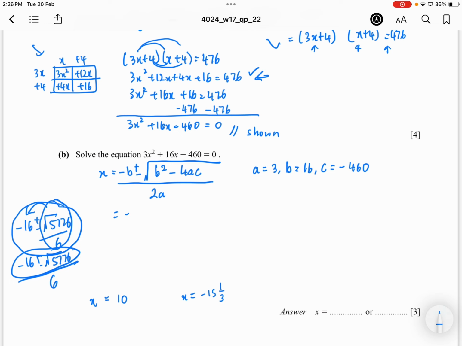Give me thumbs up or thumbs down. Thumbs up, you're okay. Thumbs down, you're not. Okay. Give me a thumbs up or thumbs down. Thumbs up means you're confident in using the formula for quadratic. Thumbs down, you don't.